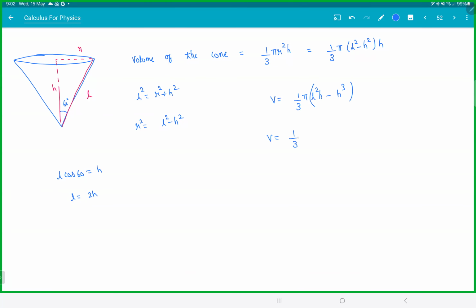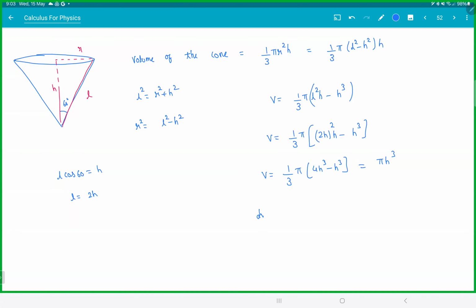Substitute here. So V is equal to 1 by 3 pi, L square is (2H) whole square, times H, minus H cube. So this is 1 by 3 pi, that is 2 square, so 4H cube minus H cube. That is 3H cube. So that becomes pi H cube.